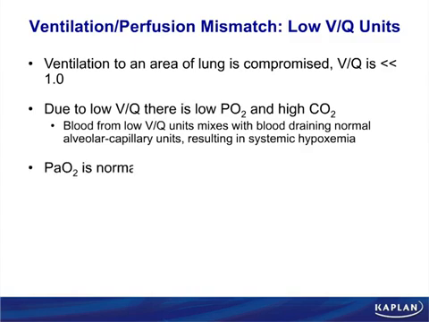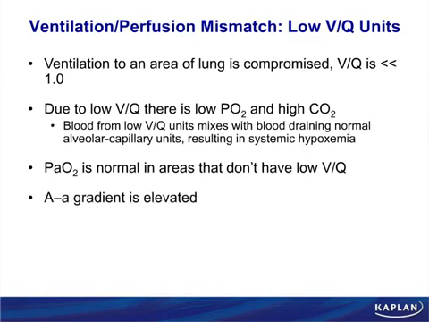Alveolar PO2, if you calculate it utilizing the alveolar equation, is going to be normal because we're going to have lots of areas of the lung that have normal VQ. So alveolar PO2 will be normal, but I have hypoxemia. So as a result, the AA gradient is elevated. All right. If I increase FiO2, does it correct the hypoxemia? Correct answer, yes, supplemental oxygen corrects the hypoxemia.